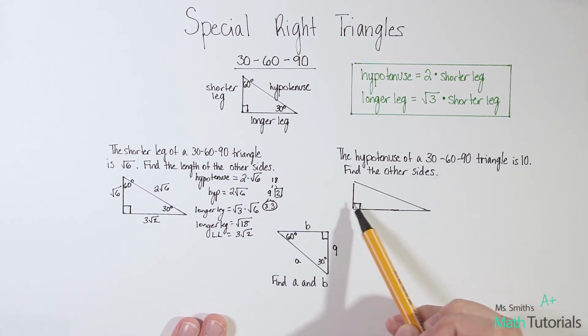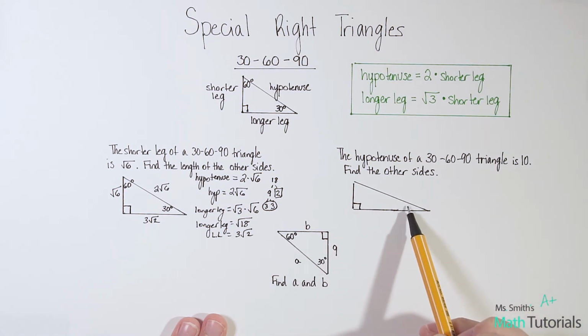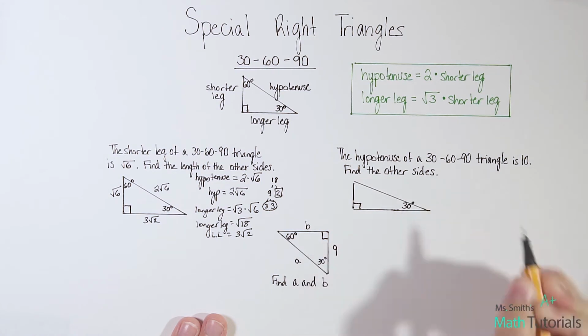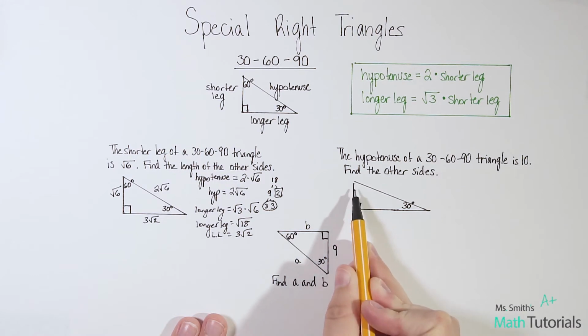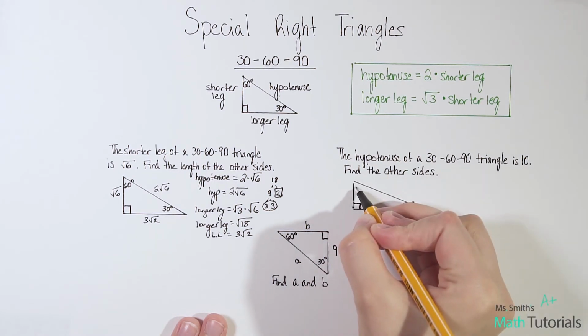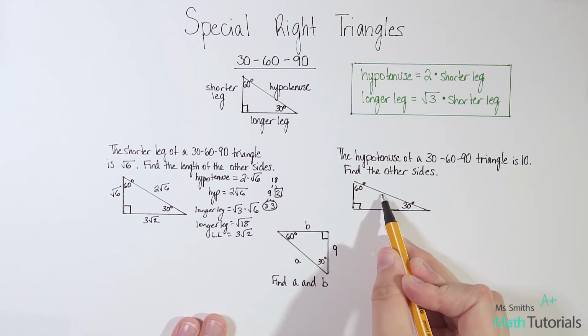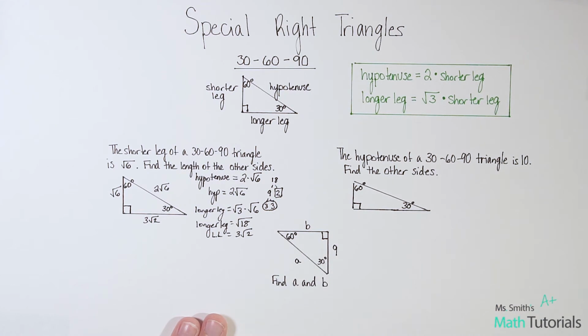Okay, so if this is my shortest side, then the angle opposite will be the 30 degrees, and if this is the longer side, then the angle opposite will be the 60, and this side would be the hypotenuse. Why? Because it's opposite the 90 degrees. That's going to be the longest side.